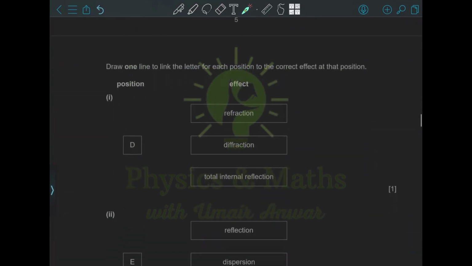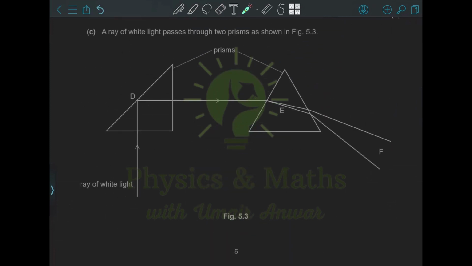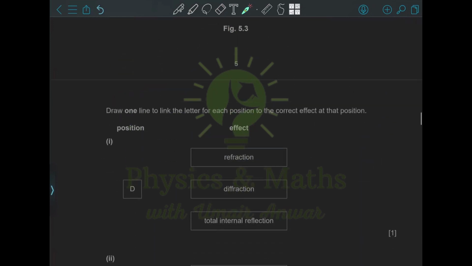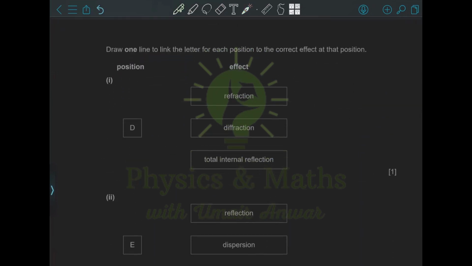Draw one line to indicate the letter for each position to the correct effect at that position. Now this is the point D which is being shown here, and we can see that total internal reflection is happening at point D. So we would be making a line connecting D with total internal reflection.